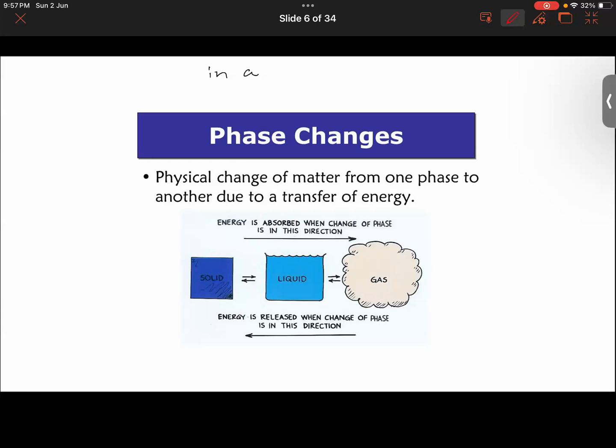See, you have a solid object. You heat it, then it goes into the liquid state. You heat it further, it converts into the gaseous state. Furthermore, what is happening here? Energy is being transferred here. Energy is being transferred. How?